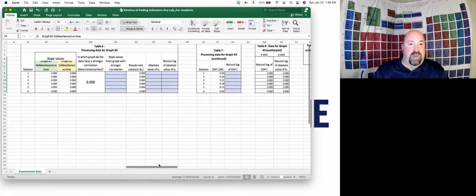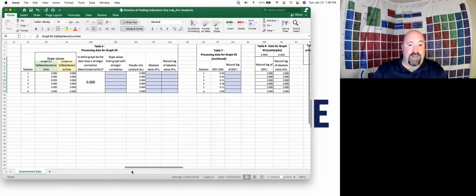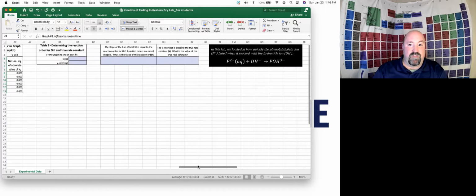The rest of this walks you through the rest of your analysis for page 8, to find the order with respect to the OH minus, and then find the actual K value, not the K1 value, not that pseudo value. And so that's what the rest of this is. As you work through your post lab on page 8, this is what's going to get you to that analysis.